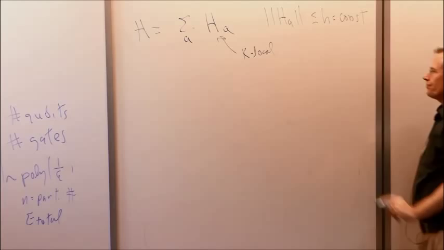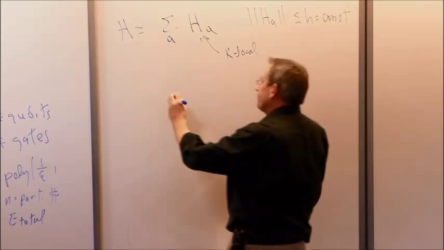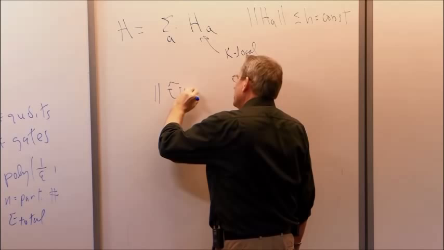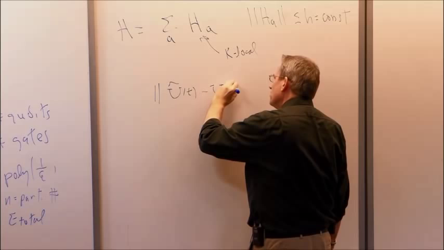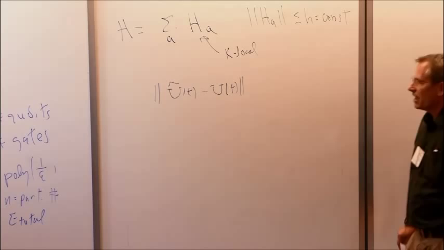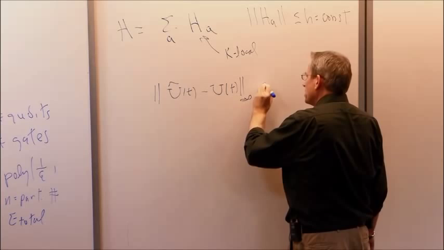And then at least for the evolution part of the problem, the claim is that there's some simulated unitary evolution operator. We want it to be close to the ideal evolution that we're trying to simulate, governed by this Hamiltonian. So in some norm, let's say the operator norm, we want this to be less than epsilon, and we can take that to be a measure of the error.